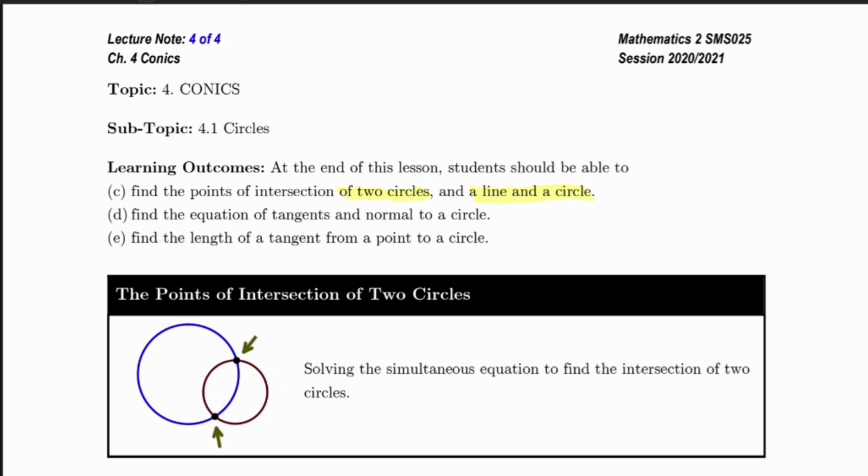Second outcome, find the equation of tangent and normal to a circle. And the last one, we are going to find the length of a tangent from a point to a circle. So, to find the point of intersection between two circles, basically, we are going to solve simultaneous equations.